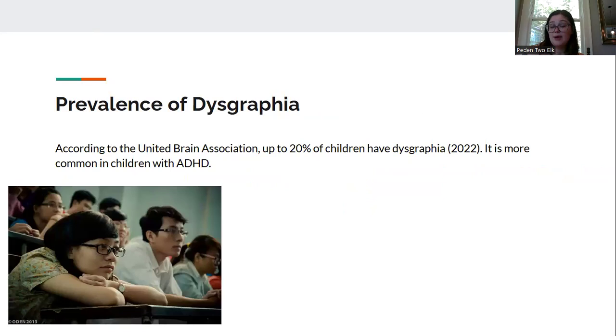According to the United Brain Association, about 20% of children have dysgraphia, and dysgraphia is more commonly found in students who also have ADHD.